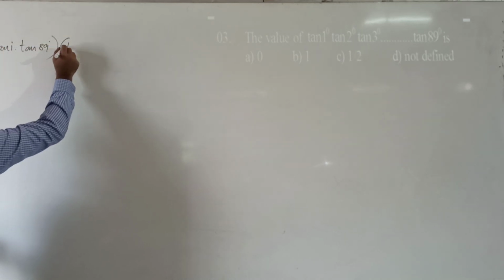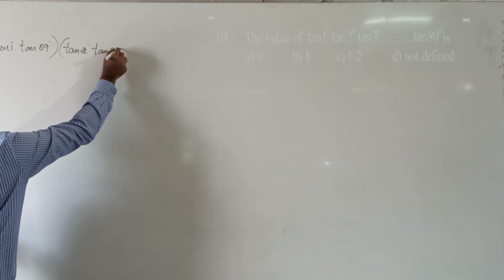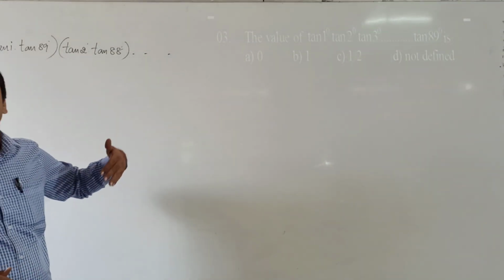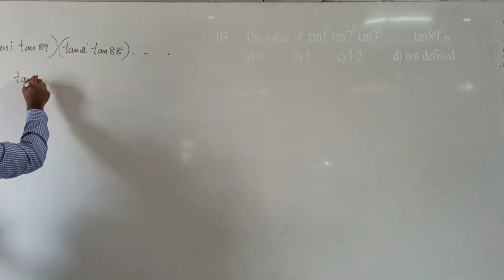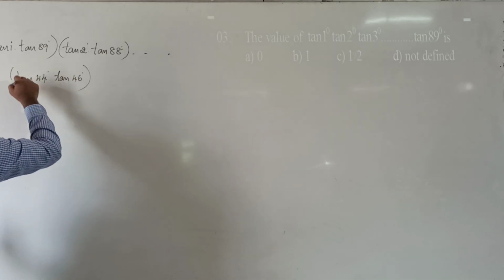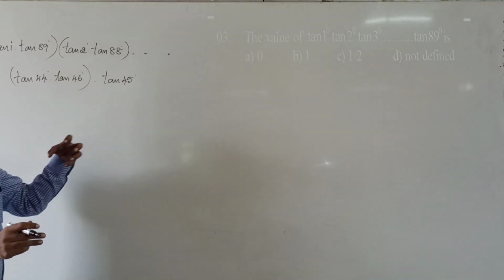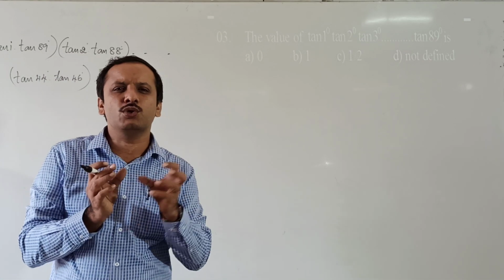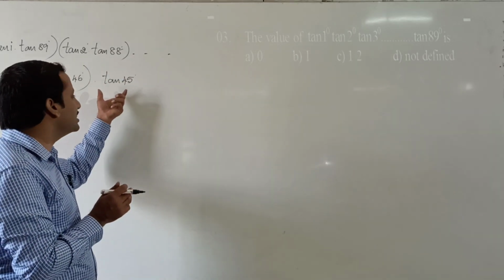After that, I will take the second term from the beginning and the second term from the end. Tan 2 degree into tan 88, and so on. Tan 3 degree into tan 87 degree, tan 4 degree into tan 86 degree, and so on till tan 44 degree into tan 46 degree, into, there is one term that will be remaining, which is tan 45. So total there are 89 factors here. I am grouping two factors together. So 44 groups I get, plus one single term will remain, that is tan 45.